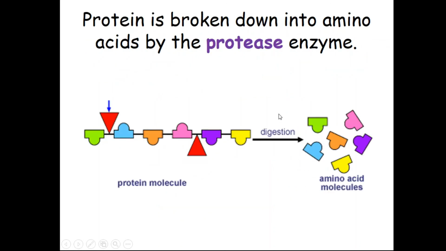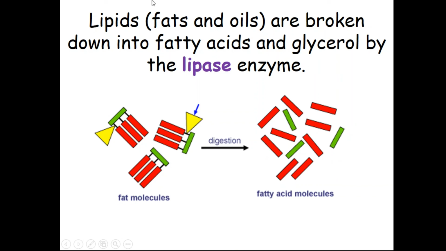We've also got protease, which we mentioned at the start of the video, which is an enzyme that breaks down proteins into amino acids, which are then soluble. And finally, we also have lipids. So lipids is the scientific term for fats and oils, and we break them down using this lipase enzyme, and they turn into fatty acids and glycerol.